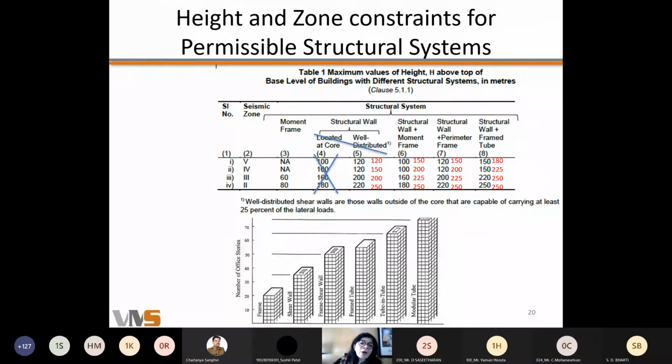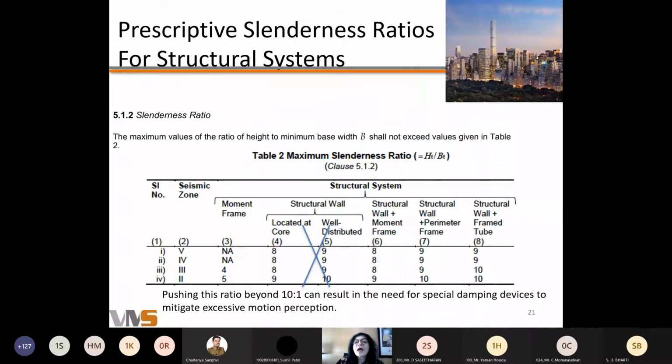The second thing which now has been changed is that when you're doing a structural wall system, don't have everything just in the core. Okay, you need to have some walls also distributed elsewhere. Otherwise, you have a combination of a structural wall system and a moment frame. So have a moment frame along the periphery, and the core can be structural walls. Or you can have a frame tube. And there are restrictions which have been specified in terms of height for each of the structural systems that you can use. Same thing, there are slenderness ratios.